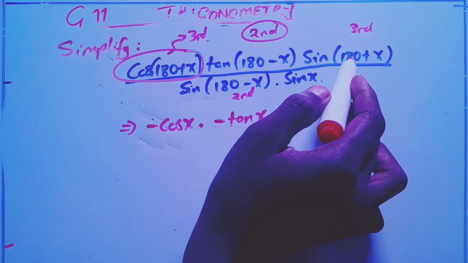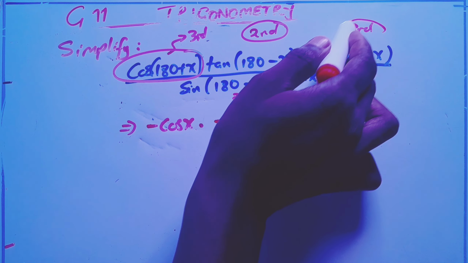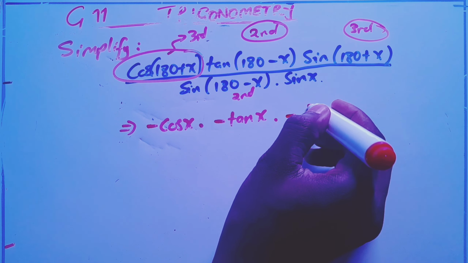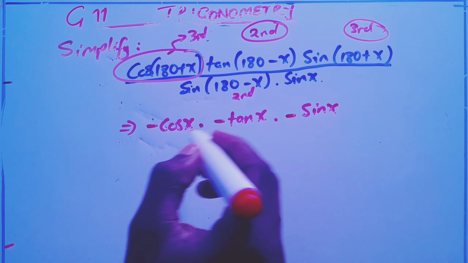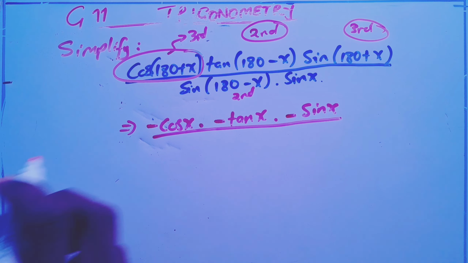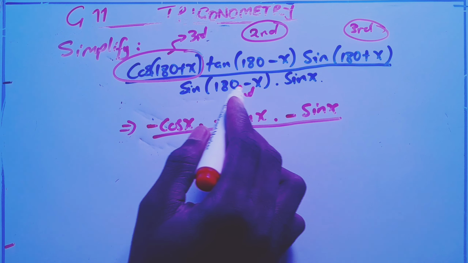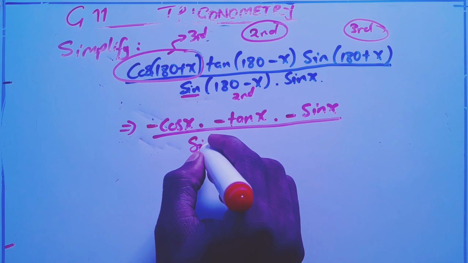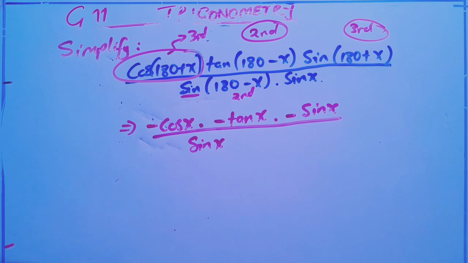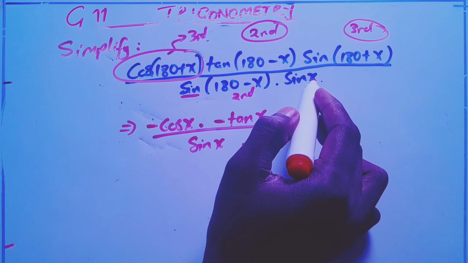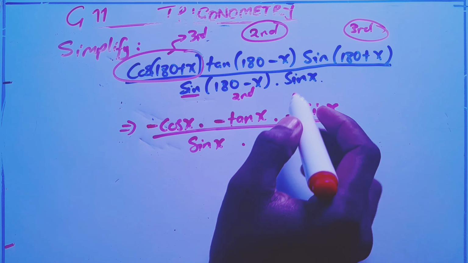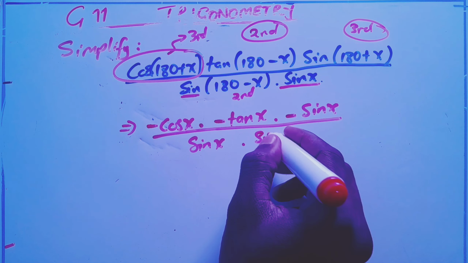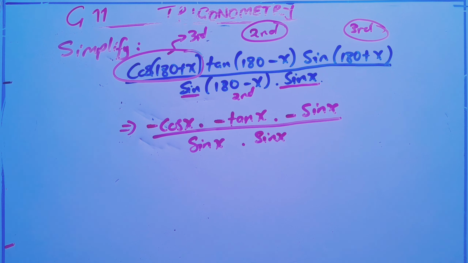And now we're having this 180 plus x, it is in the third quadrant, and sine is negative in the third quadrant. So this is going to be negative sine x, right? And then now this is in the second quadrant and sine is positive in the second quadrant, so we're just going to take it as sine of x, right? And then x on its own is in the first quadrant, so our sine is positive in the first quadrant, and this will give us sine of x like that.